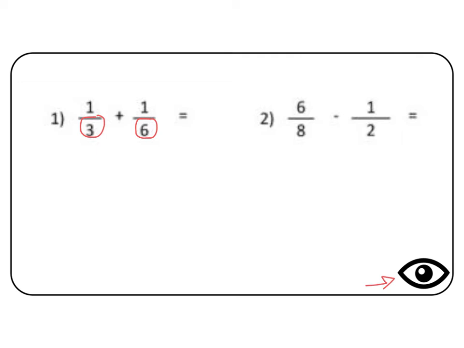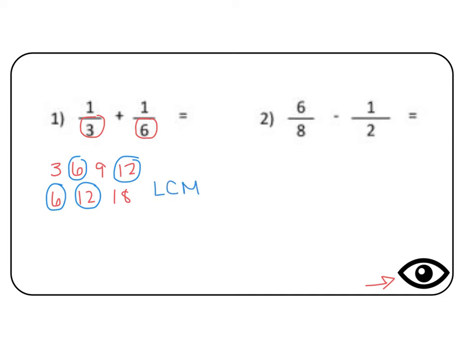The way that we would do this is we would count by threes, multiples of 3: 3, 6, 9, 12, and we would count by sixes: 6, 12, 18, and we would find numbers that they have in common. They both, for example, have the number 6, and they also have the number 12. We call this the least common multiple. The least common multiple is the smallest number that they have in common.